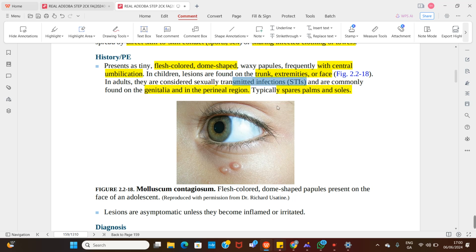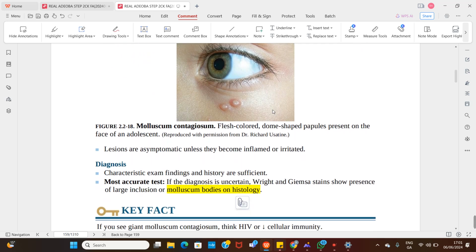They typically spare the palms and the soles. We cannot start talking about the lesions that affect the palm and sole without mentioning the ones we all know, like syphilis, hand, foot, and mouth disease from Coxsackie, erythema multiforme, and Rickettsia. You guys can tell me more.